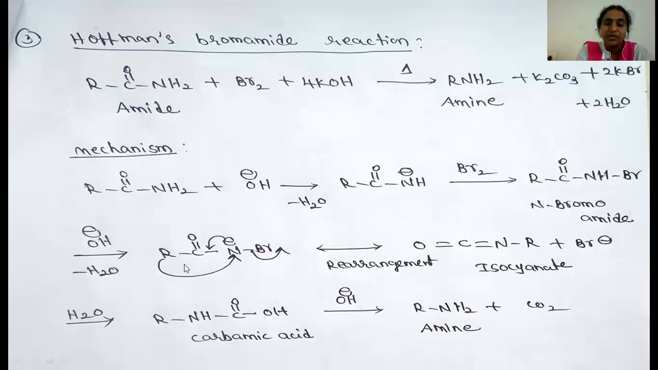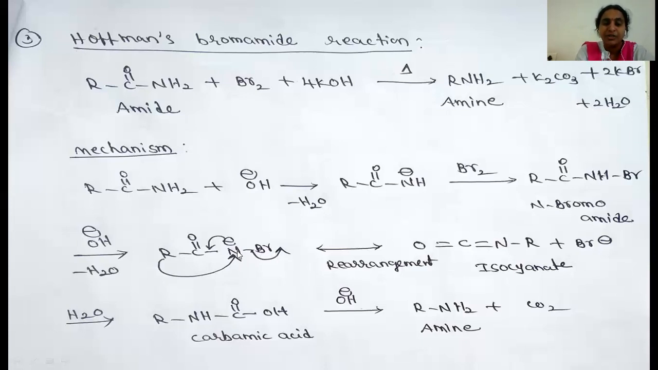Now this compound undergoes rearrangement. Here the nitrogen, which has one minus charge, has a lone pair of electrons. It donates its electrons to this bond. Simultaneously this R group, along with the bonding electrons, shifts towards the nitrogen. Simultaneously this Br is eliminated as Br minus.